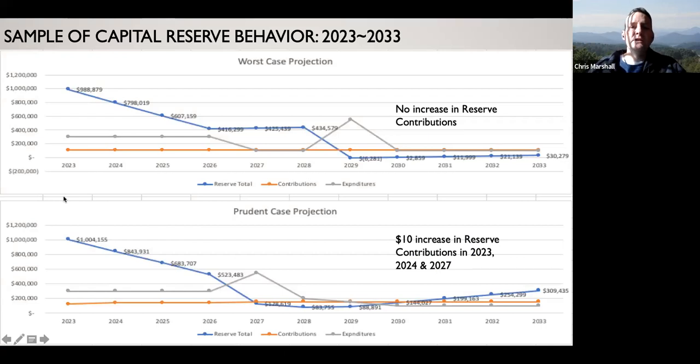Okay, this chart is a couple of projections I just put together to kick off the discussion on what we're looking at here. So again, you have the blue line, the gray line, the orange line. I titled this the worst case projection because I think it's always important to really understand what the worst case is going to be so that you can work from there as a base. The worst case projection assumes there's no increase in the capital reserve contributions. So you can see this orange line is very flat throughout the entire 10-year span that I'm looking at.